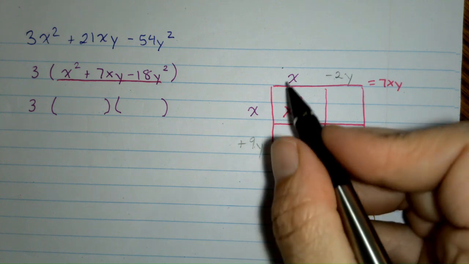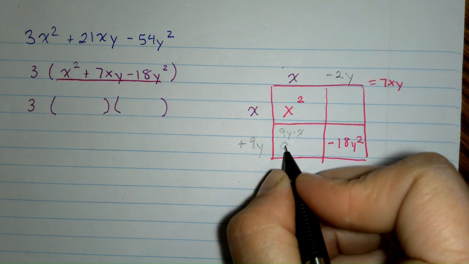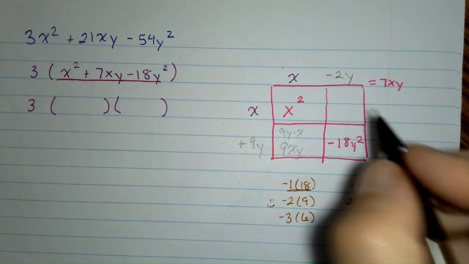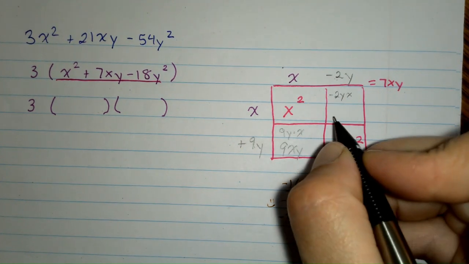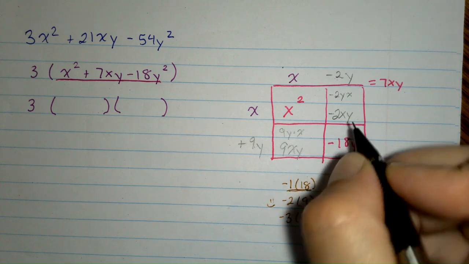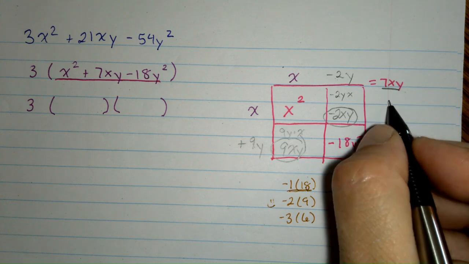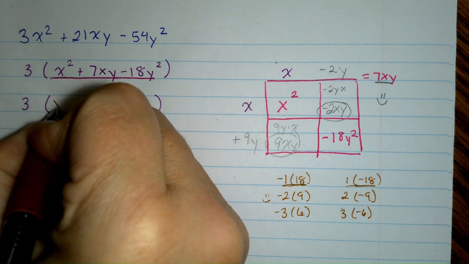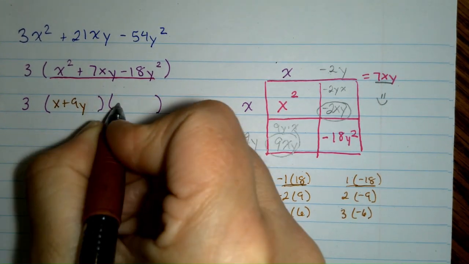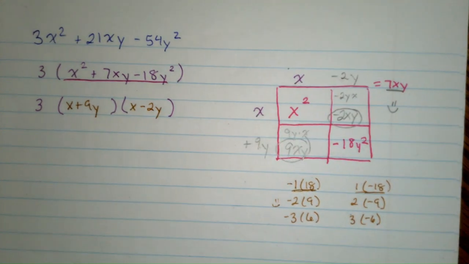So 9yx, 9y times x is the same thing as 9xy. Negative 2 times y times x, that's the same thing as negative 2xy. We're just changing the order. And when I take the 9 and I add the negative 2, it comes out to be 7. So there we go. Our factoring is going to include an x plus 9y and an x minus 2y. Okay. So there we go.